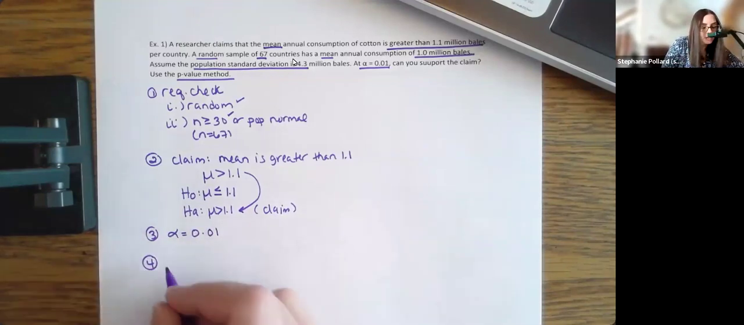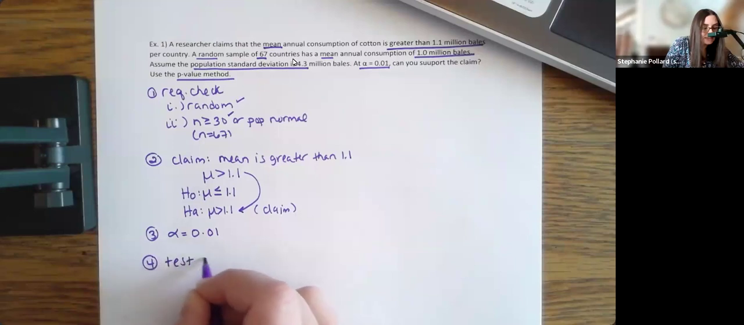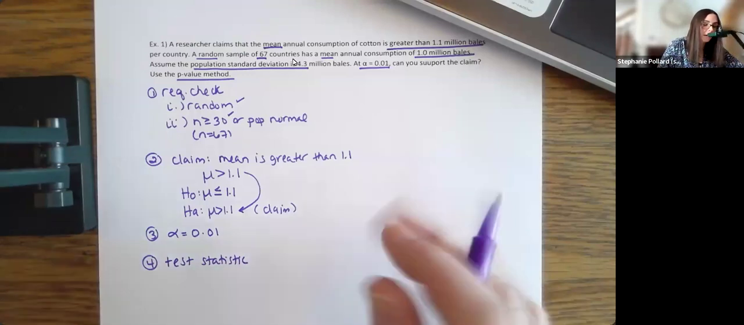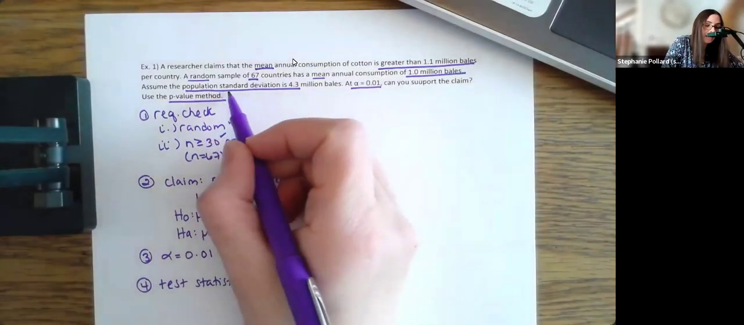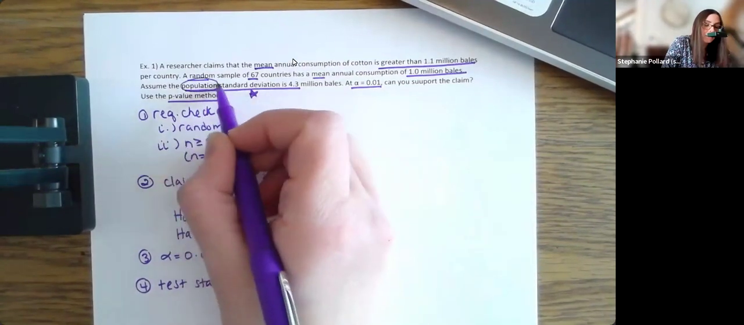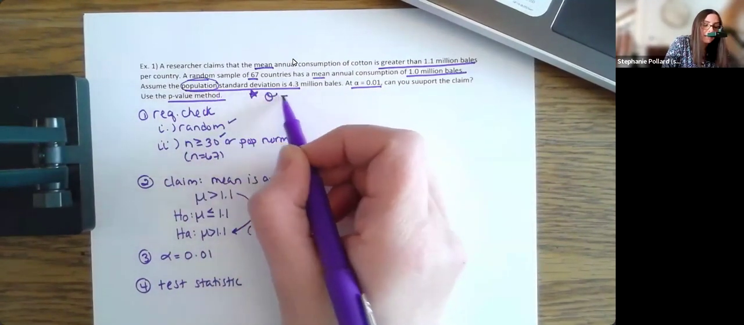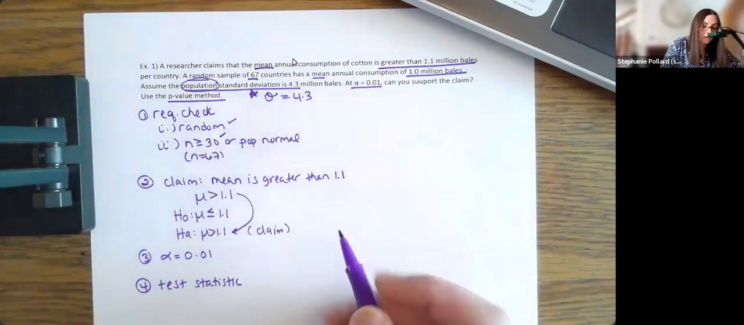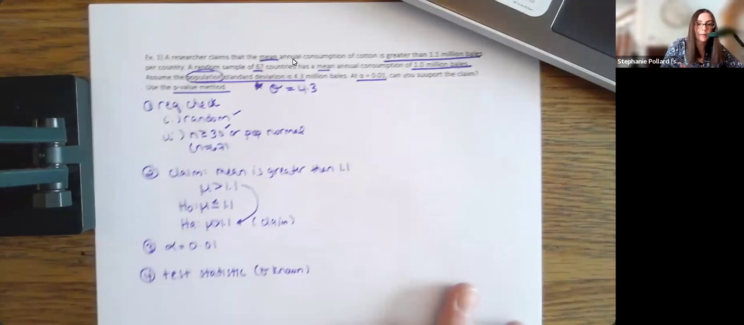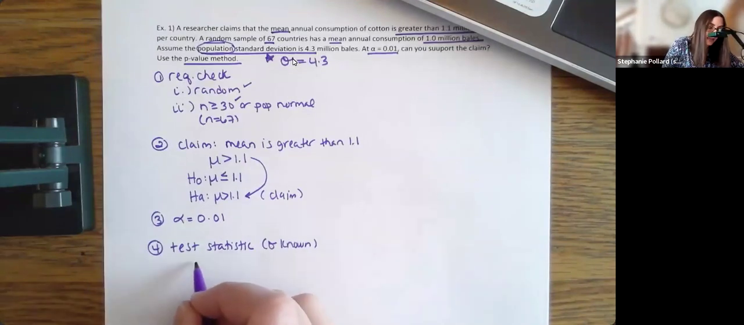Now, the fourth thing I'm going to do here is I do want to have my test statistic. I do need to know, am I using a z or a t-test? Now, if you look up here, we see that it says the population standard deviation is 4.3. Population. So we know what sigma is, right? So sigma is known here. So I'm going to go ahead and use my z-test then.